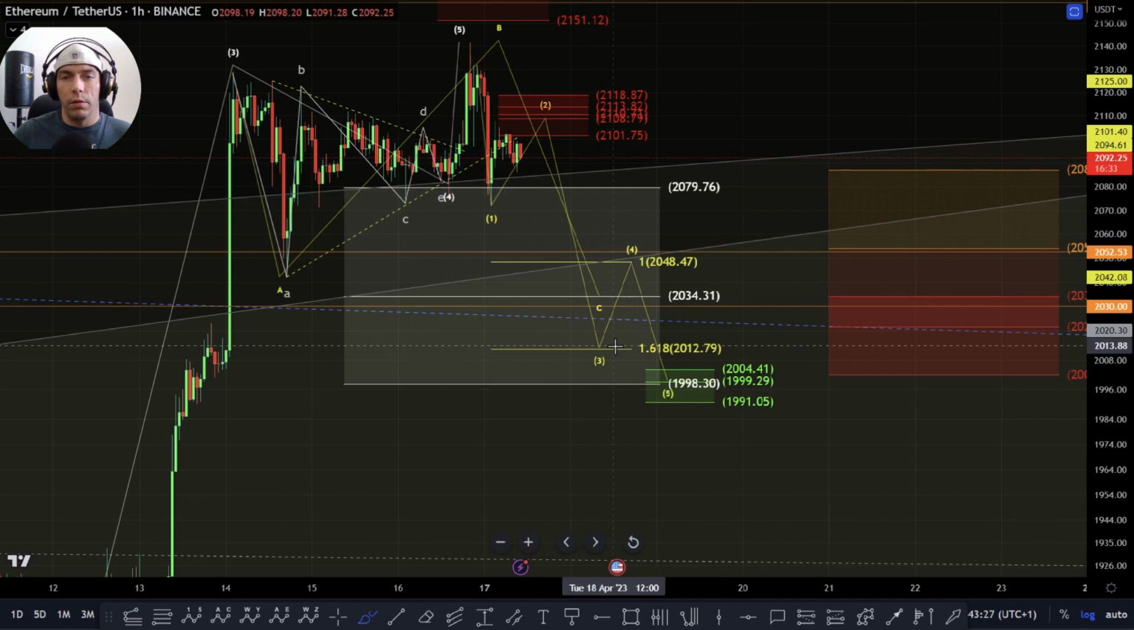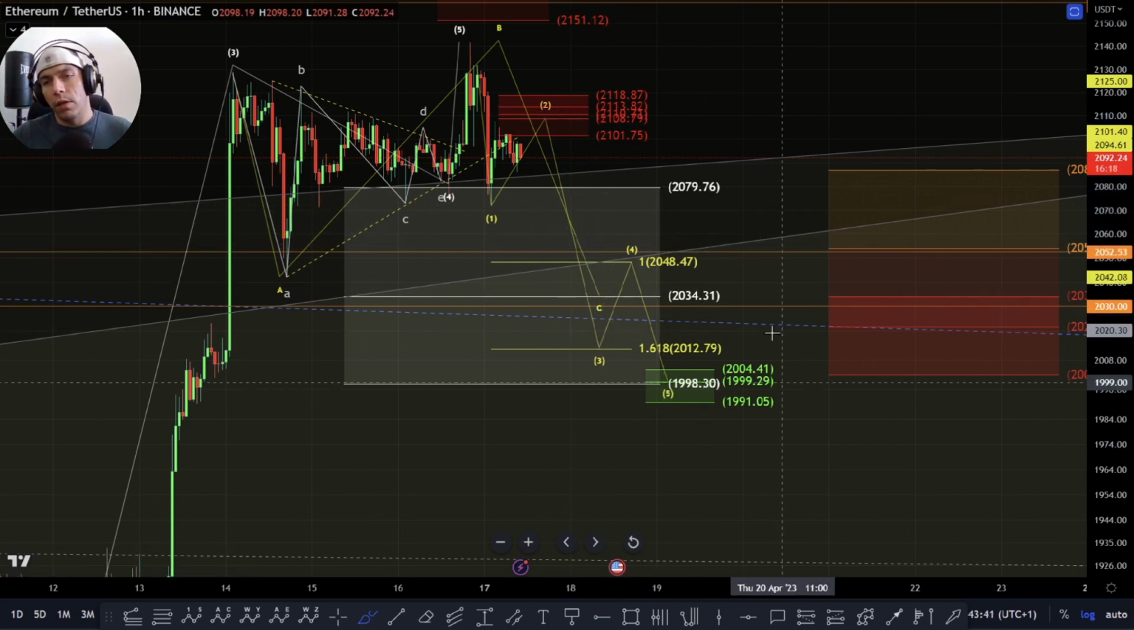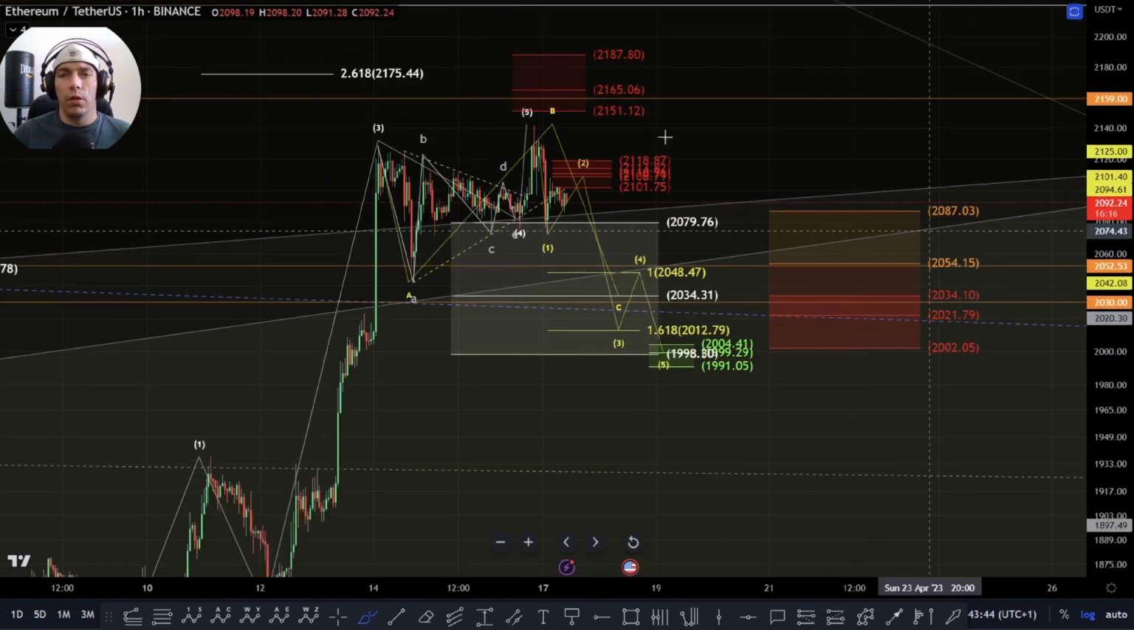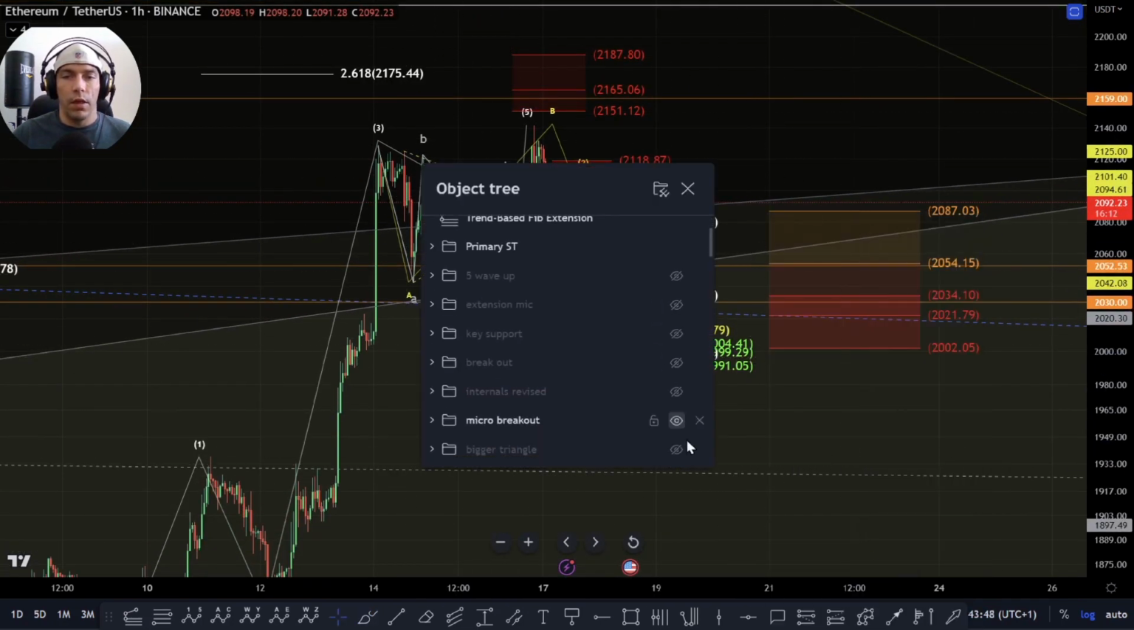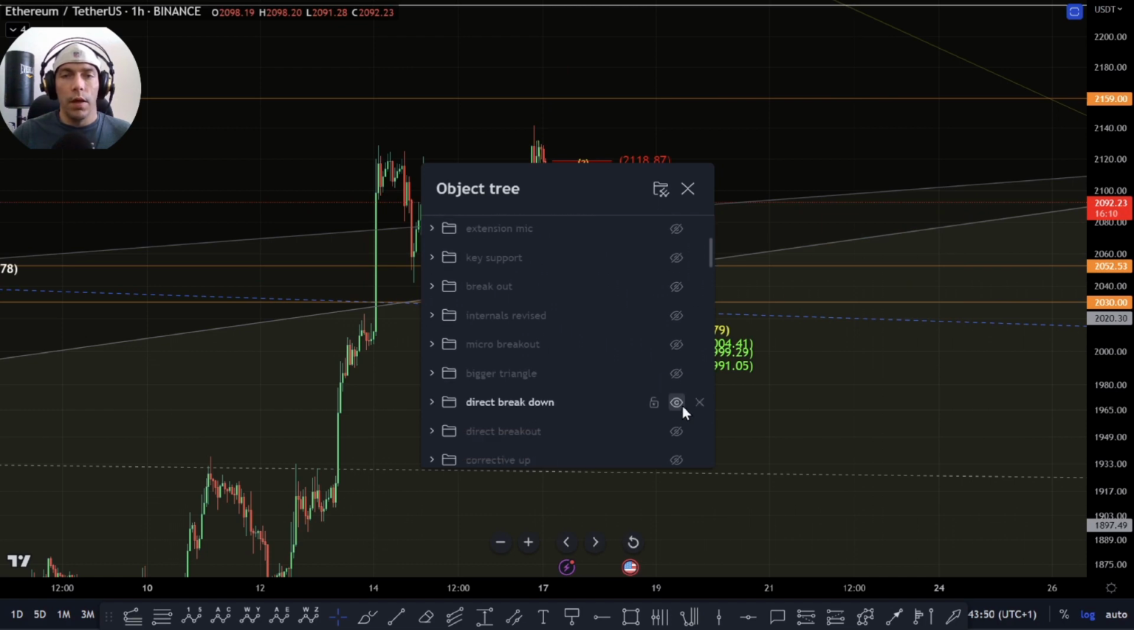If we do start to break down in a more impulsive wave, this is the zone we need to keep an eye on, this 2012. If we do break down there, I will be looking for additional fourth and fifth wave structure for as long as we remain below that 50% of that wave 3. So that's what we're going to be just on the lookout for. There's no confirmation of this yet, but I'm just keeping that on the back burner here.